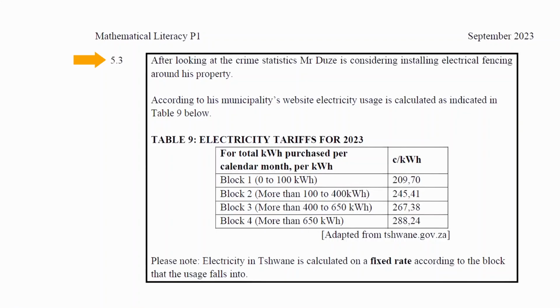Question 5.3 states that after looking at the crime statistics, Mr. Duze is considering installing electric fencing around his property. According to his municipality website, electricity usage is calculated as indicated in Table 9. Now the first column of the table lists the block and a range of kilowatts purchased per calendar month, and the second column lists the rate of charge in cents per kilowatt hour. Now there is a note that states that electricity in Tshwane is calculated on a fixed rate according to the block that the usage falls into. We have to use the information in Table 9 to answer the following questions.